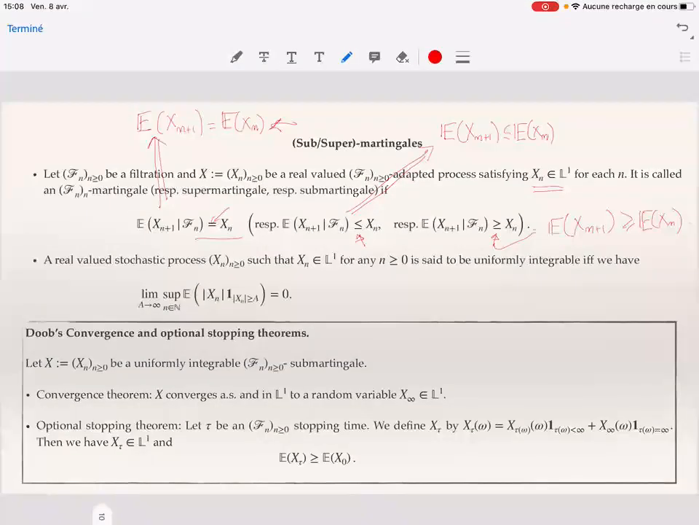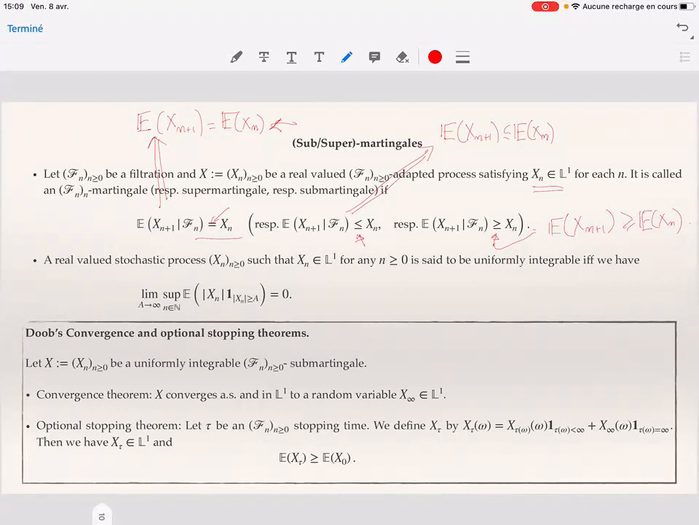And before the break, we'll have to make a break, I would like just to finish with some theorems about martingales. This is what we call the optional stopping theorem and the convergence theorem. You need some assumption on the martingale. The fact that they are in L1 is not sufficient, in fact, to assure that, for example, the martingale is converging.